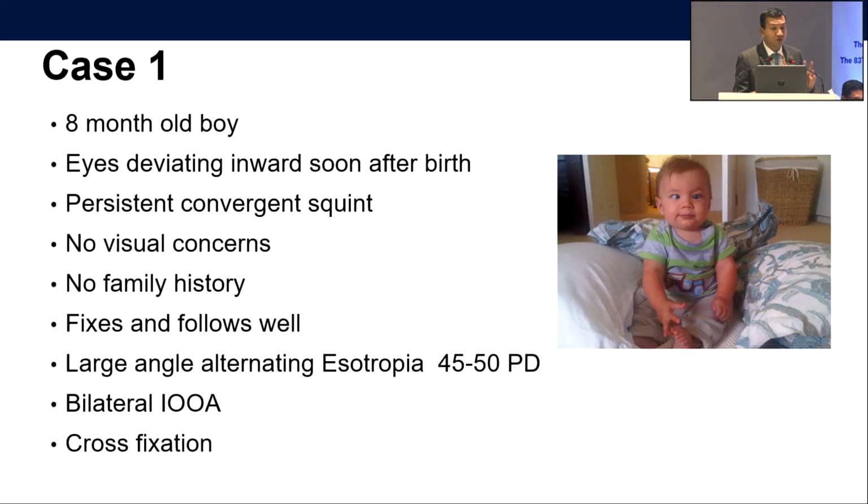So I'm just going to present two cases very quickly. I've got 4 minutes, so I should be okay. This is a common situation. 8-month-old boy, large angle esotropia, palatal infraoblique overaction, no hypermetropia. It's an infantile esotrope. So what are we going to do?